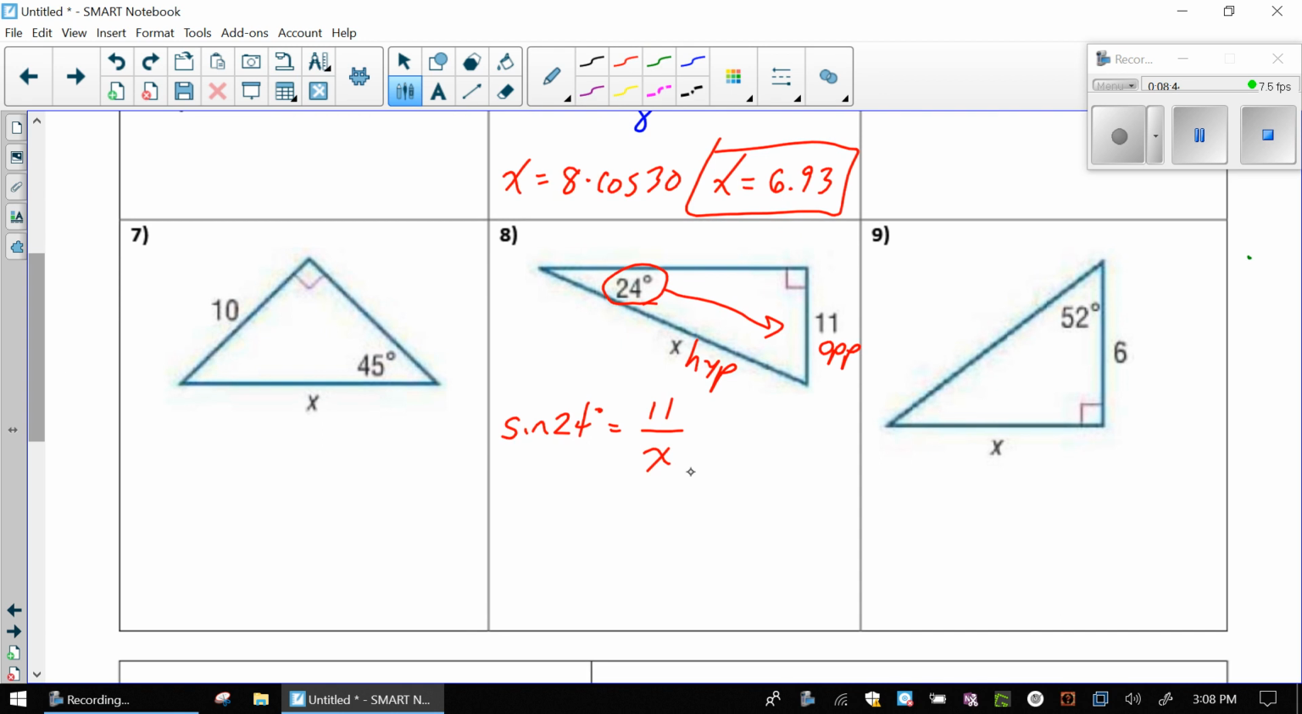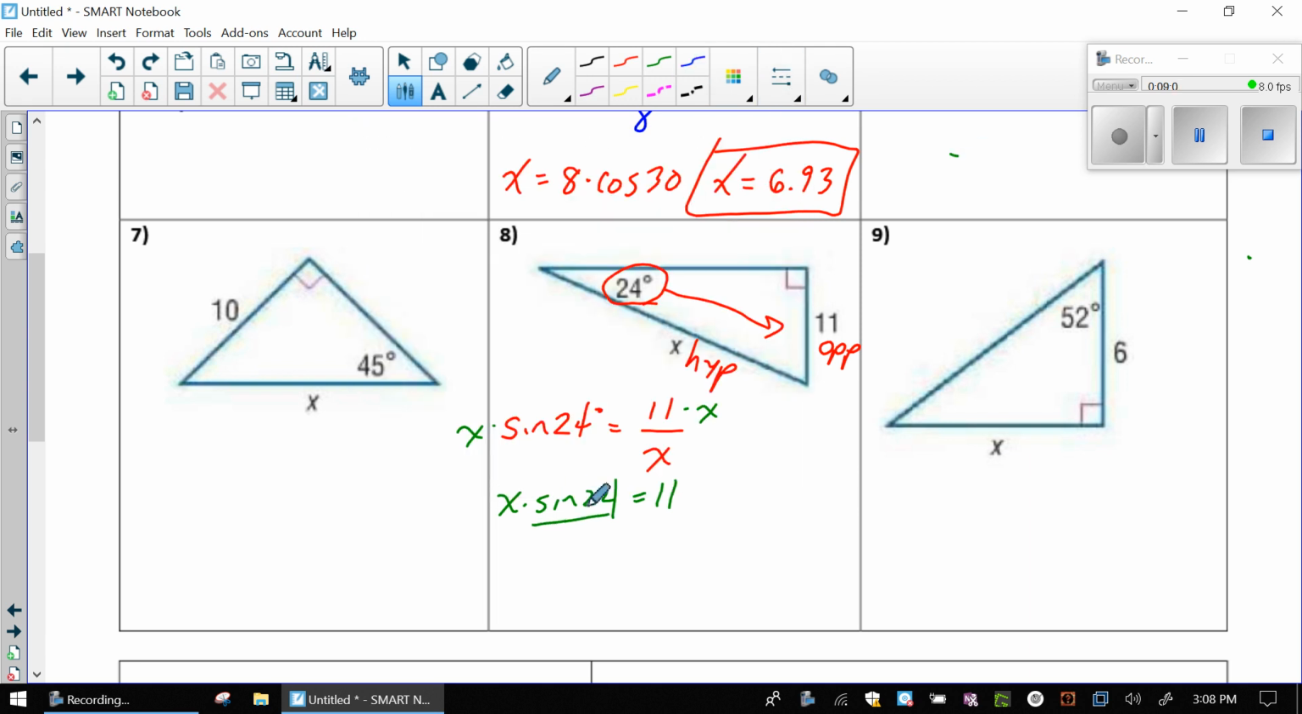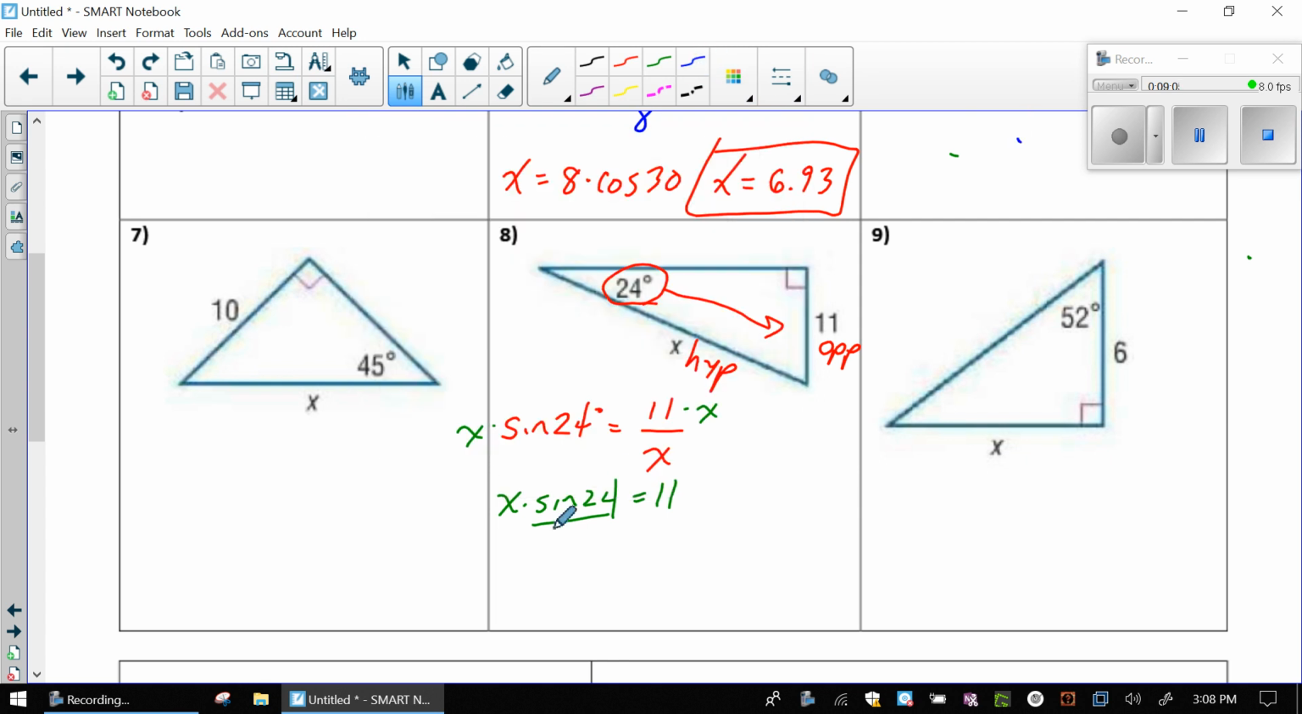All right, so whatever's in the bottom of the fraction, we multiply both sides by that. Since the x's cancel here, now we get x times sine 24 equals 11. So rewrite that equation and make sure you're putting things in the right places, because now to solve for x, I just have to divide both of these sides by the sine of 24.